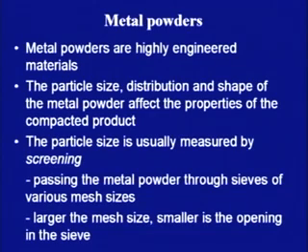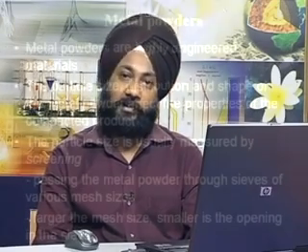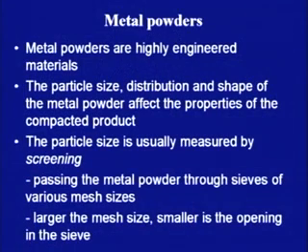Now, what are the important aspects of these metal powders which affect the final properties of the powder metallurgy part? The first is that the particle size, the distribution and shape of the metal powder affect the properties of the compacted product. In this simple sentence there are three important points: the particle size, the distribution of the particle size, and the shape of the metal powder. All three affect the final properties of the powder metallurgy part.